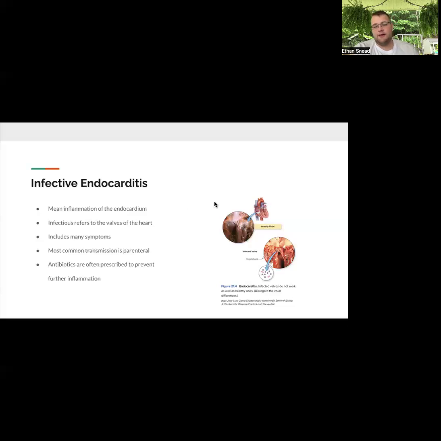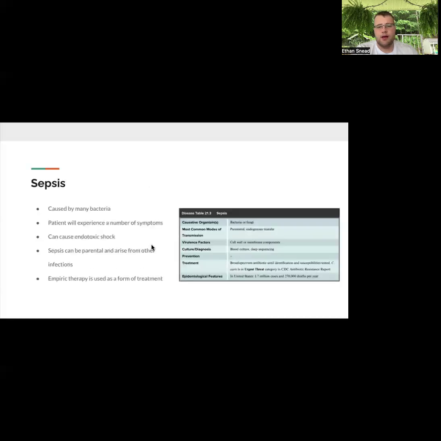Here on the right is a picture of endocarditis and what it may look like on cameras and so forth. If you wanted to pause here and take a few minutes to study and look at that, you are more than welcome to. The next part we are going to cover is sepsis. Now, sepsis is caused by many different types of bacteria and microorganisms. It's not just caused by one.